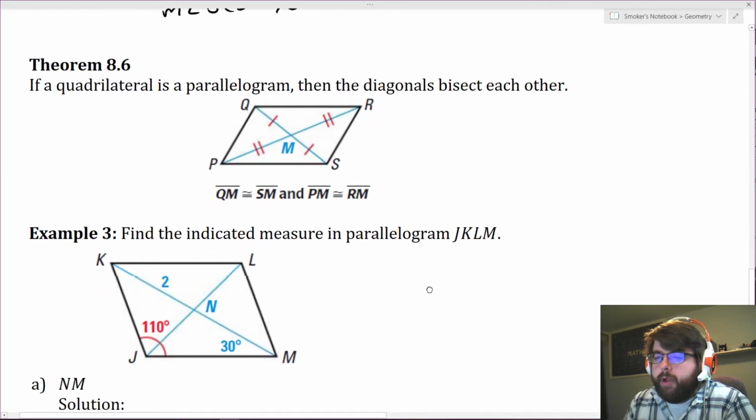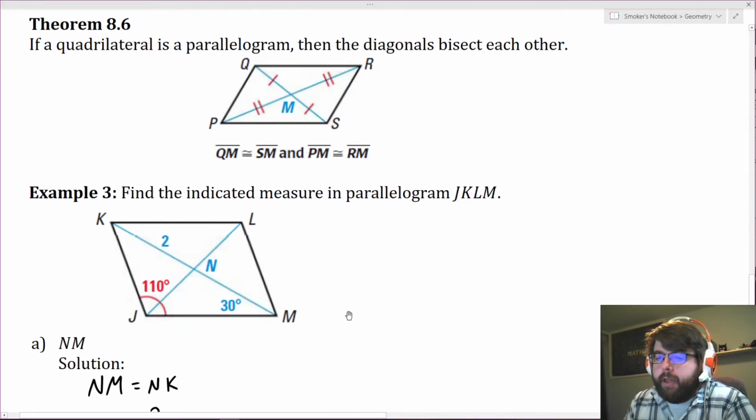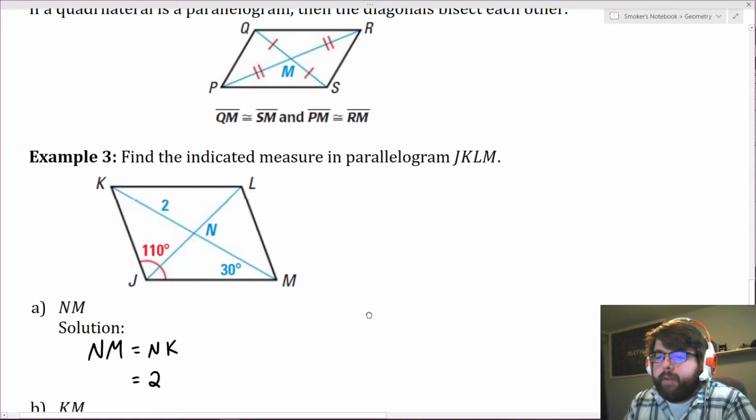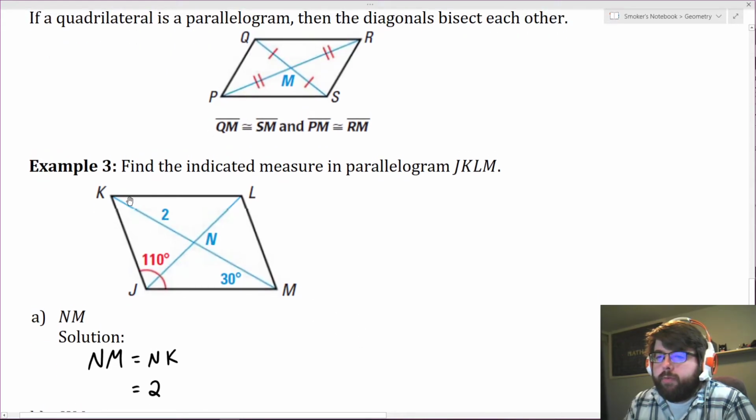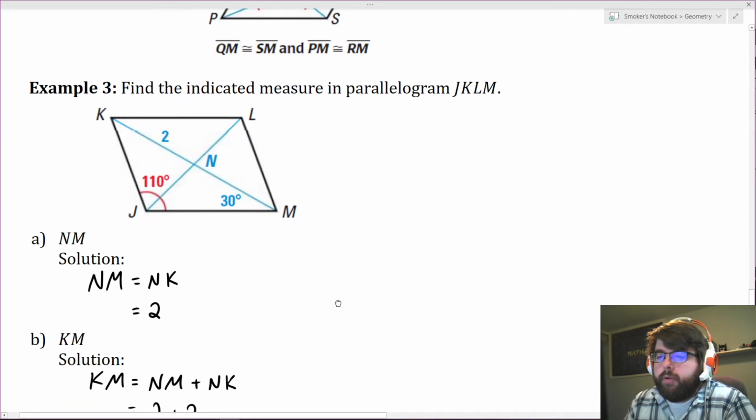So there might be some problems given to you where they ask you to find measures. So for instance, they want us to find NM here. Well, we know that this cuts KM in half. Okay, so that means KN and NM have to be equal. So NM will be 2. This is 2, and this will be 2. Okay, the total KM will be 2 plus 2, which is 4.